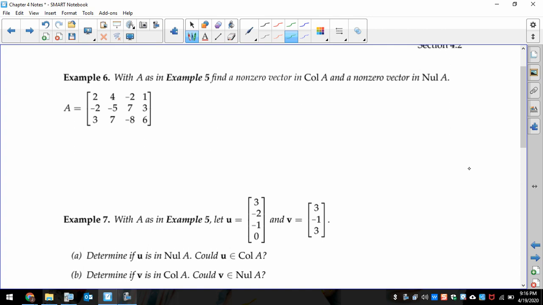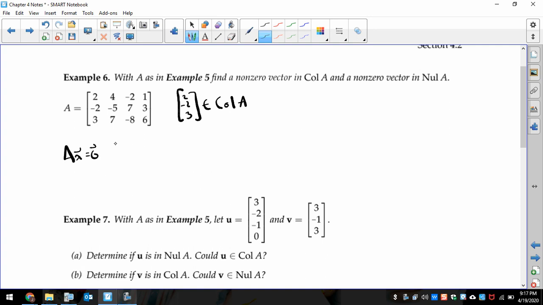Next example. It says with A from example 5, find a non-zero vector in column A and a non-zero vector in null A. That's easy enough. Now, the mistake here would be to choose one of the columns for column A and to choose one of the rows for null A. That's not quite right. It's right with a column. So we could say the first column is in column A. But you can't just take the first row in null A. So we're looking for a vector x so that when I multiply it by A, it gives me 0. Remember, we're looking for a vector in the null space.